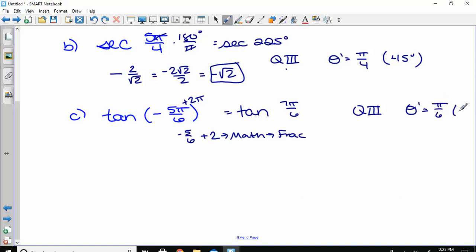Reference angle would just be pi over 6, which we know is like 30 degrees. In quadrant 3, is tangent positive or negative? Positive. The tangent of 30 degrees, that's radical 1 over radical 3, which gives us radical 3 over 3. But again, if you're not comfortable with those radians, you can always convert it to degrees and then work from there.